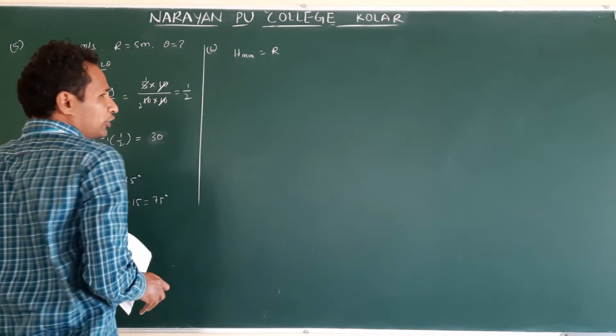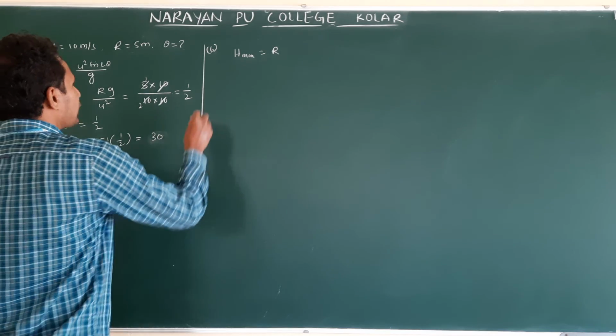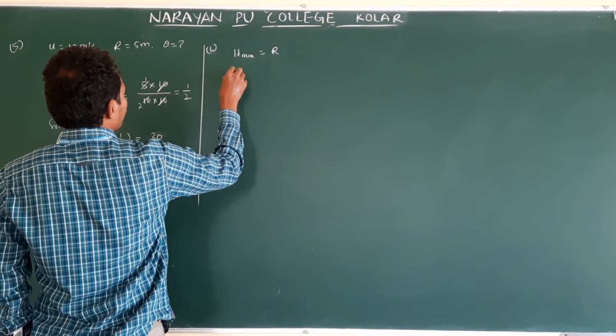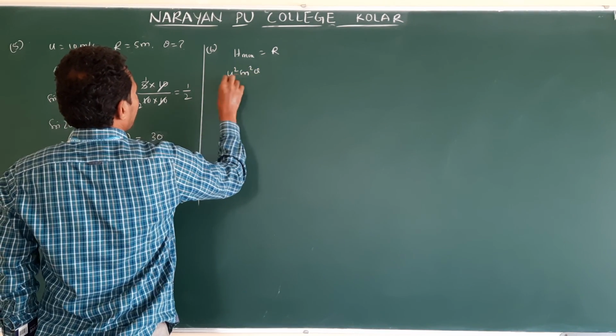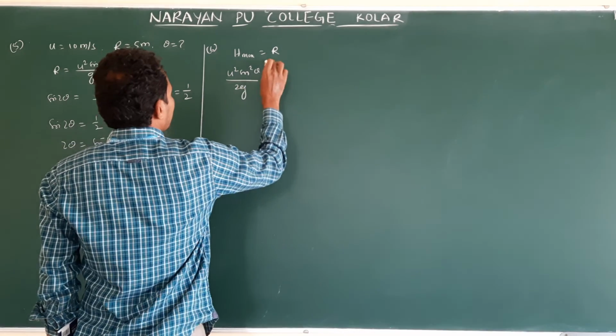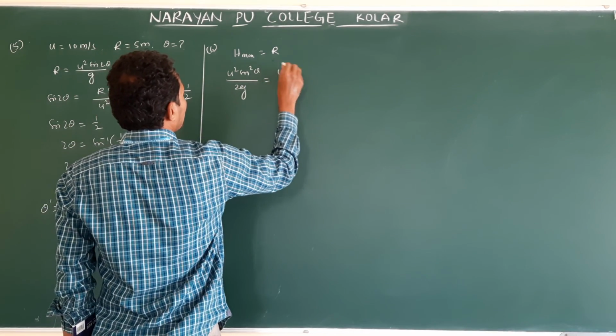First we try to find out relation. Okay, H max equation, they know what is that? U square sin square theta by 2g. Range is what? U square sin 2 theta.